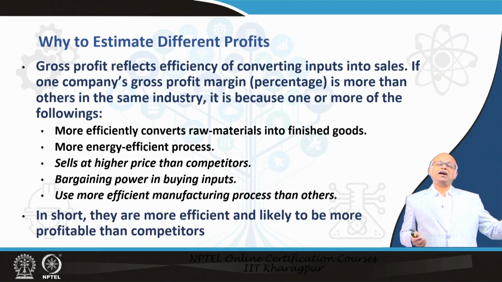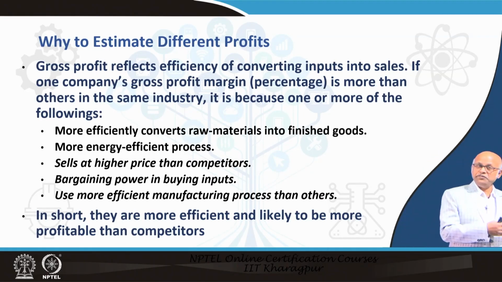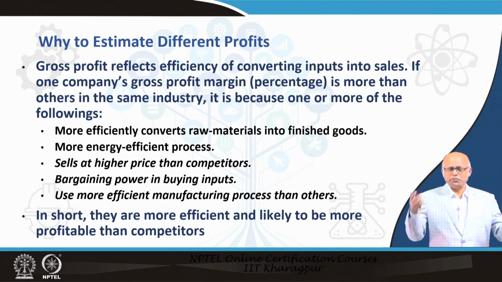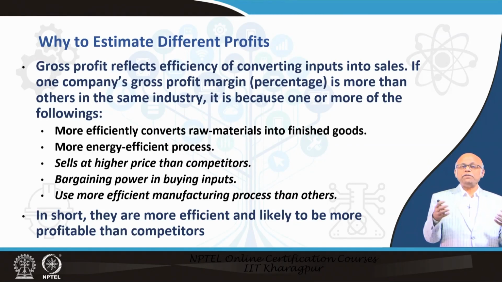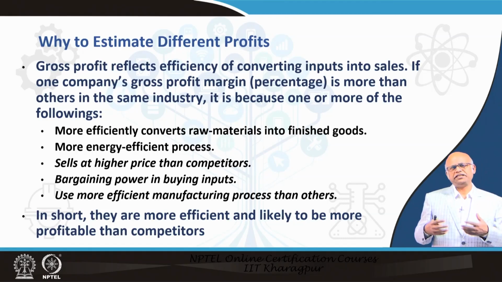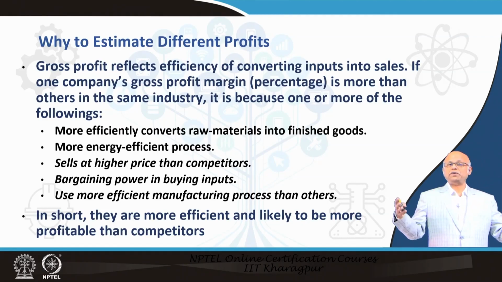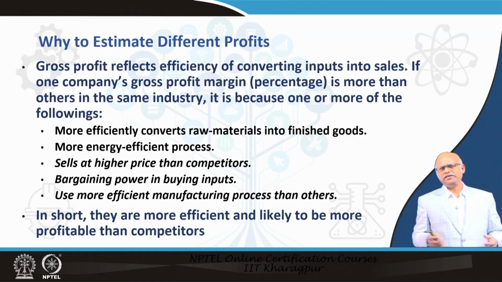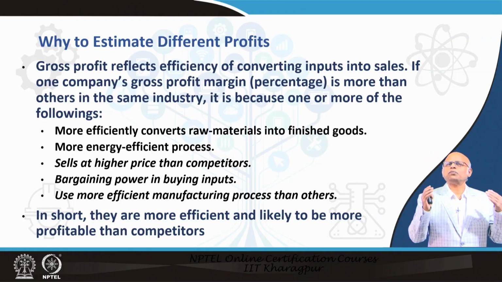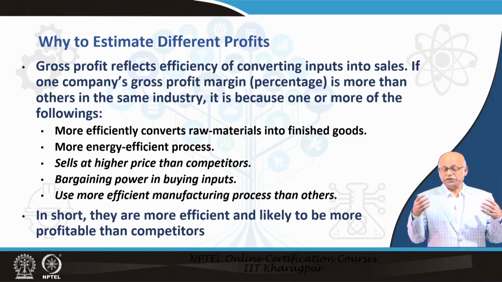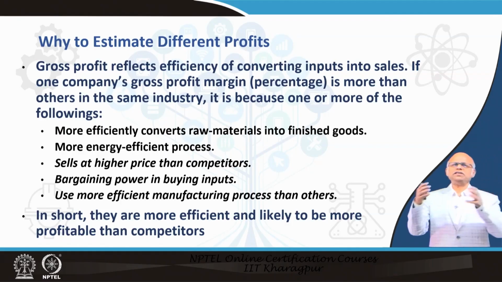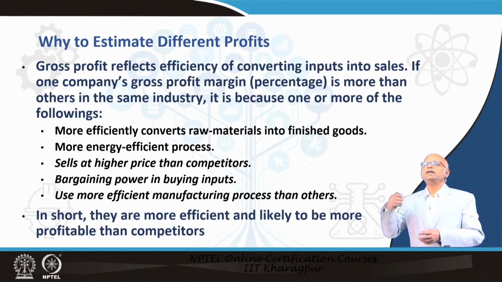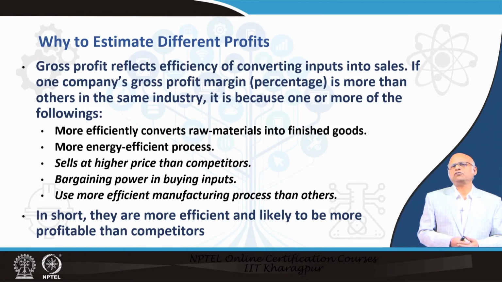Why so? Because the iron content in the ore may be different, because their raw material itself is of different quality, or maybe their process itself, the blast furnace or electric arc furnace, whatever that is, is more capable, more efficient, or the people who are handling them are more intelligent, whatever that is. So, this gross profit percentage gives an indication that this company is more efficient in converting raw material into finished goods, and perhaps demands more price, because maybe their quality is better.